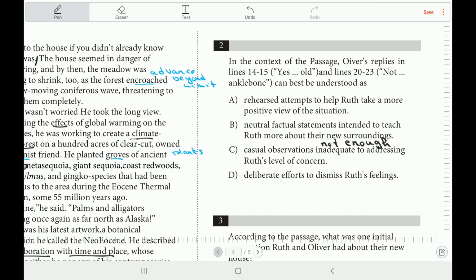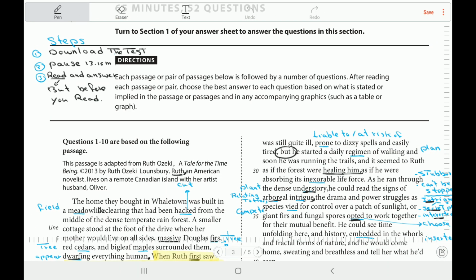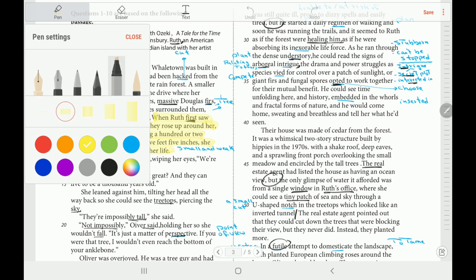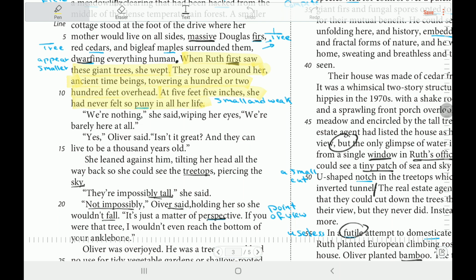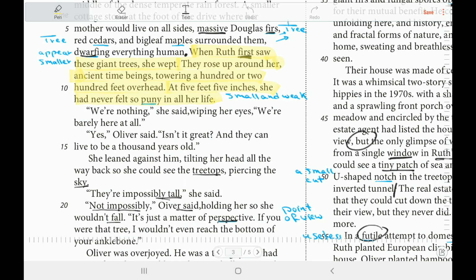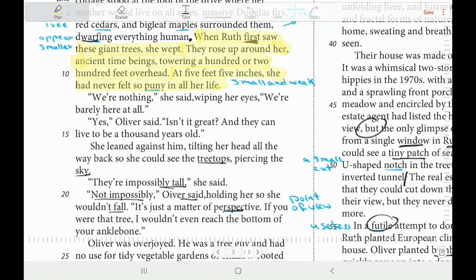So let's read that part. Okay, so 14 and 15, 20 to 23. So what do we have here? Actually, okay, so let's start with 14. And please, when you read the evidence, try to read before the evidence, just 2 or 3 lines before, 4 lines. It depends on the test. Okay, in the EST, just go like 4 or 5 lines before. Okay, so here, line 14. So yes, so let's read before. So what did she say before? She said, we are nothing. Okay, wiping her eyes. We are barely here at all.